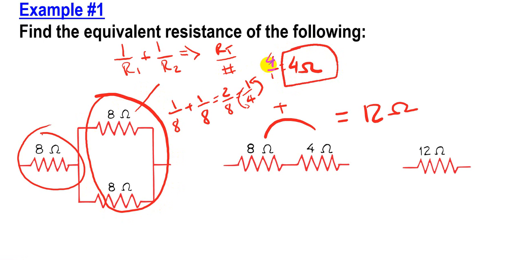Now we need to add the 8. Add 8 to it, which comes out to be 12 also. So 12 ohms is how we find the equivalent resistance for this parallel circuit.